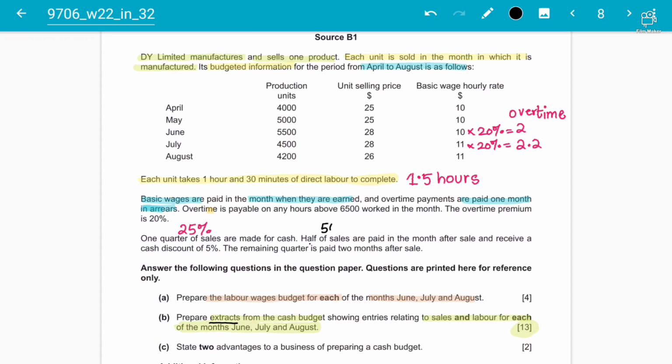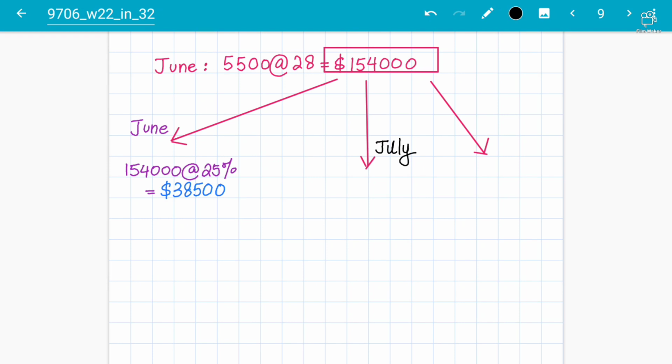So 50% of the sales we are going to receive in the month after sale. So if you are selling in June, students, then 50% of the sales we are going to receive in the month of July. Okay, so you need to understand that out of 154,000 into 50%, the half of the June sales, that will be the amount of 50%. We are going to receive this amount in the month of July.